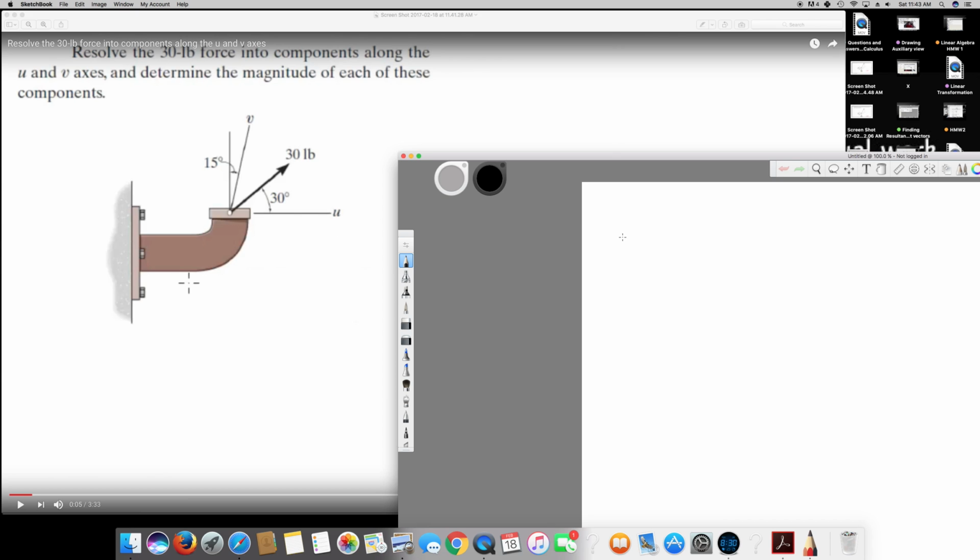Okay, I'm gonna draw a free body diagram. So it's gonna be U, and this component is V, and this is 30 LB, and this is 15 degree, this is 30 degree, and I have found out this is 45 degree. And the question is asking, determine the magnitude of each of these components, U and V. We have to find U and V.